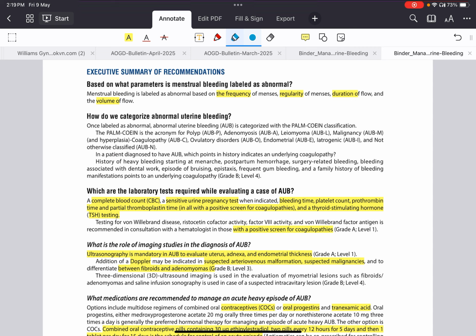So first, what is abnormal uterine bleeding? If there is any abnormality in the frequency, regularity, duration of the flow, and volume of the flow, if there is any disturbance in these 4 points, then it is known as abnormal uterine bleeding. It is classified by the PALM-COEIN classification.